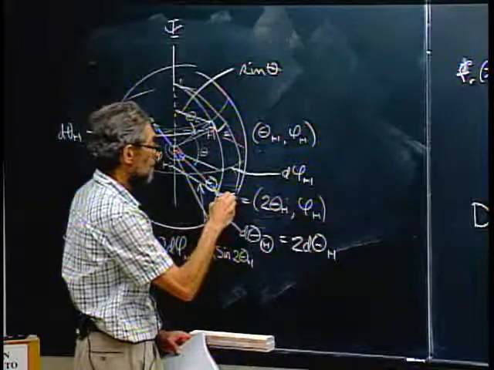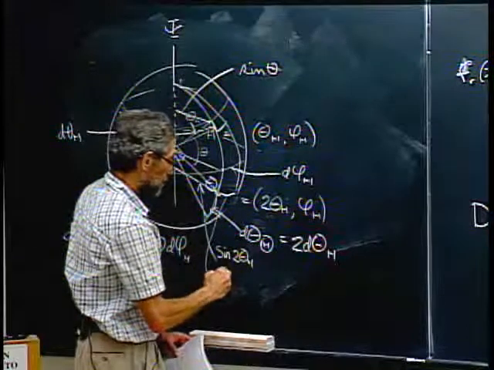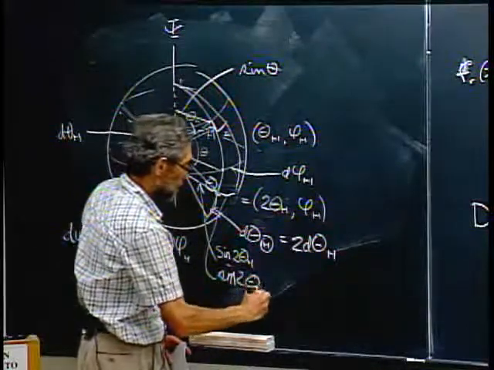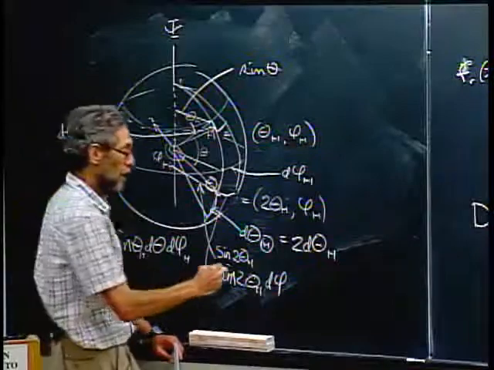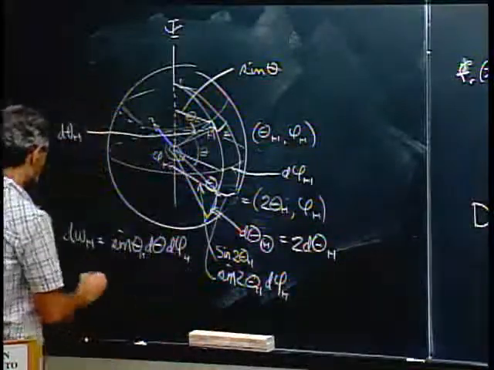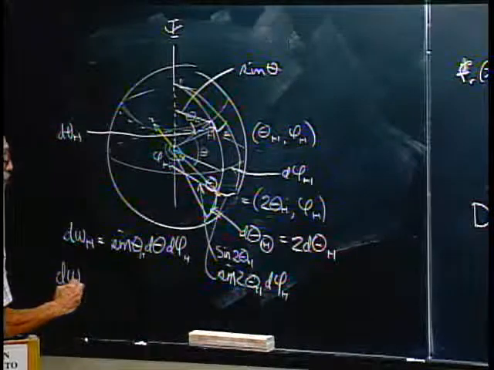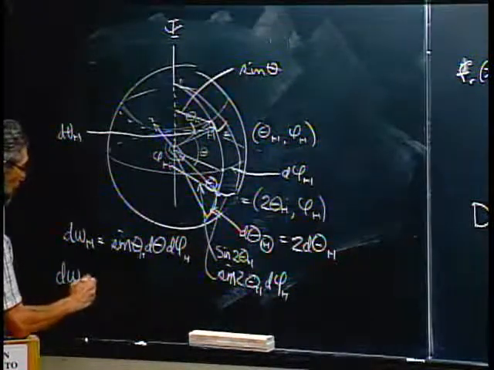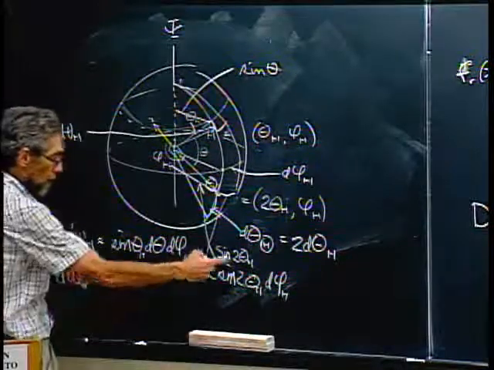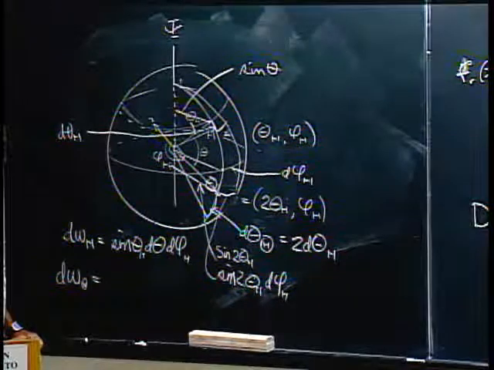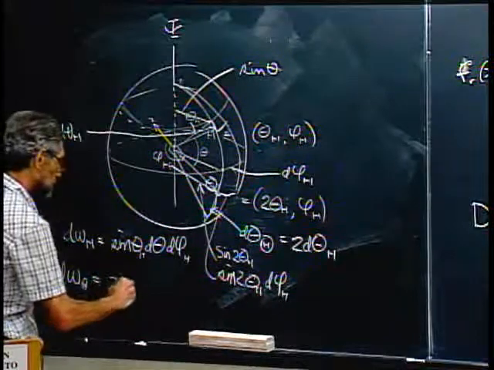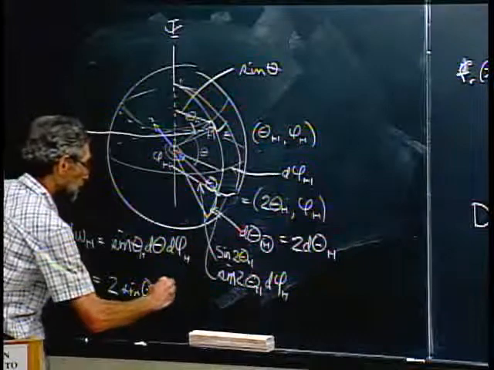This length is this sine 2 theta h times d phi. The phis were the same. Right? I could put h on all of them. So d omega for the out direction is, do you remember how you find sine of twice an angle? Sine 2 theta, do you remember the trig formula for that? It's twice sine theta times cosine theta. Does that sound familiar? So this is twice sine theta h cosine theta h.